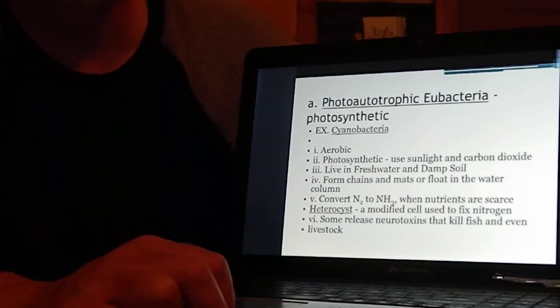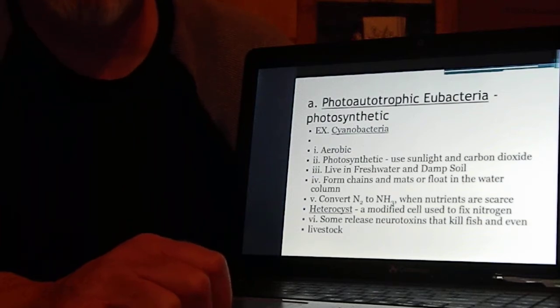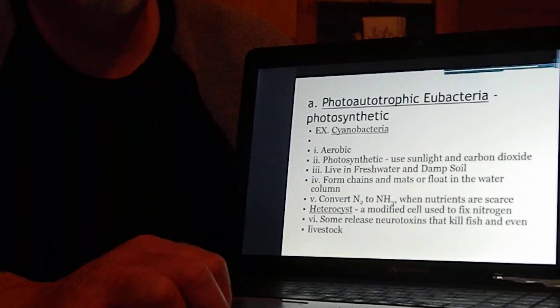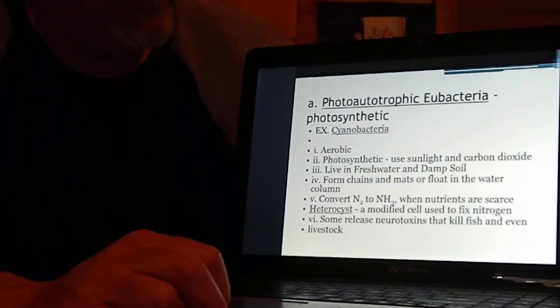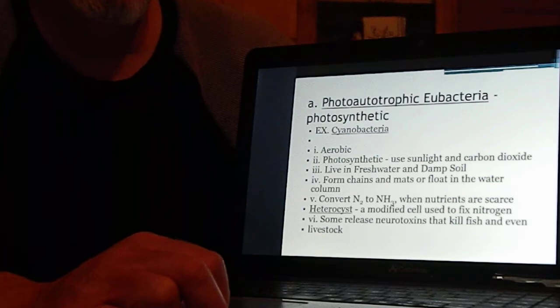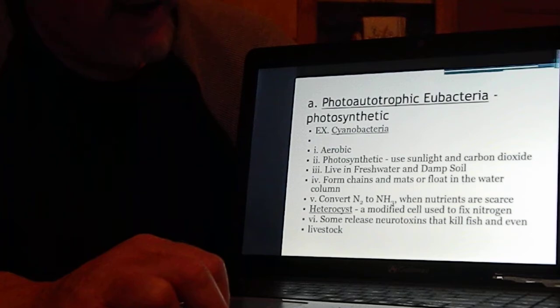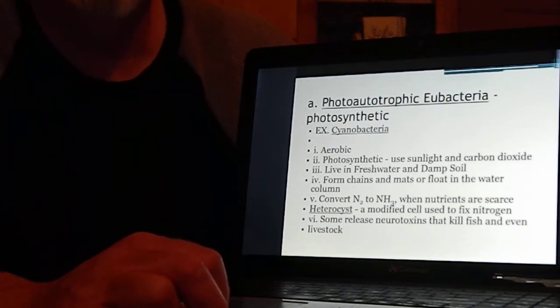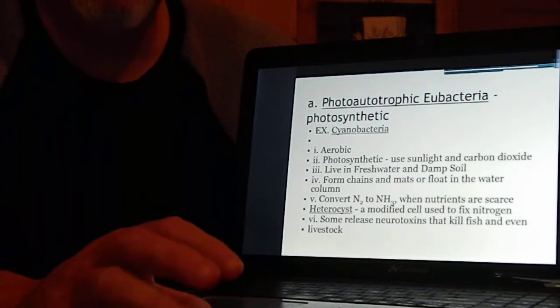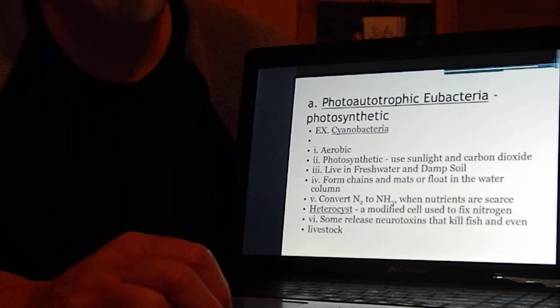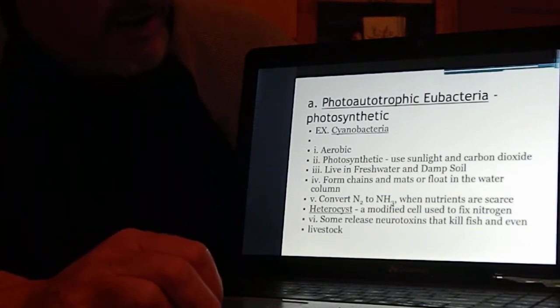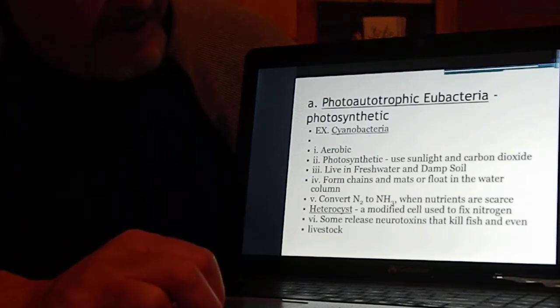Some can convert atmospheric nitrogen. Nitrogen is extremely important to plants. It's a nutrient that plants have to have in order to survive, and they can take atmospheric nitrogen, which is not usable to most plants, and convert that into ammonia. And ammonia is very readily available, usable by plants. So that gives them a little bit of a competitive advantage over other algae and other bacteria, because they can take this nitrogen and convert it into a form that they can use to survive. They use this thing called a heterocyst to help them do that.